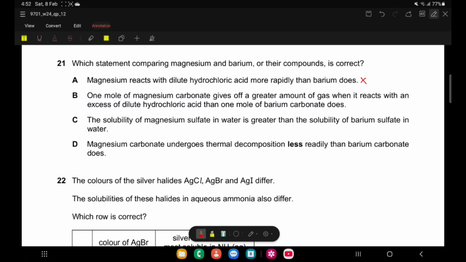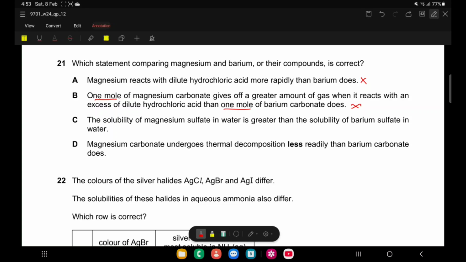Second option is 1 mole of magnesium carbonate gives off a greater amount of gas when it reacts with an excess of dilute hydrochloric acid than 1 mole of barium carbonate does. Well, as this is per mole, so wrong. When you write the chemical equation and balance it, you will see that the amount, the moles of carbon dioxide, will remain the same.